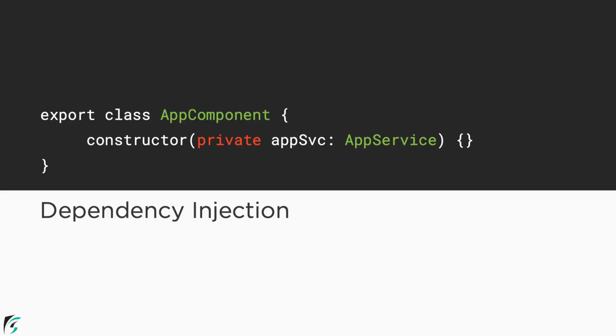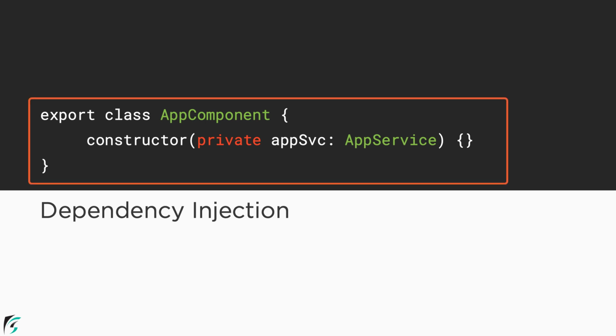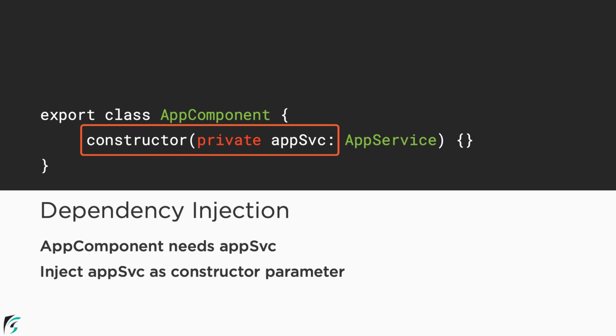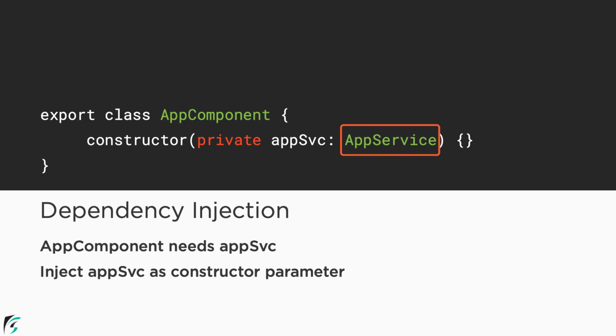Dependency injection. In this code example, we have a component named app component, and this component needs an app service instance to do its job. We inject app SVC simply by adding a parameter to the constructor and then marking it with the correct type after the colon, which is the app service. This indicates what dependency to inject. This is the basics of dependency injection in Angular.